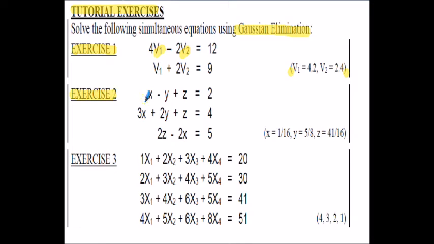Exercise 2 wants us to solve three unknowns. That will be X, Y and Z in this case. Again, the answer is shown in the square bracket. And exercise 3 wants us to find four unknowns, X1, X2, X3 and X4. And again, the solution is shown in the bracket.